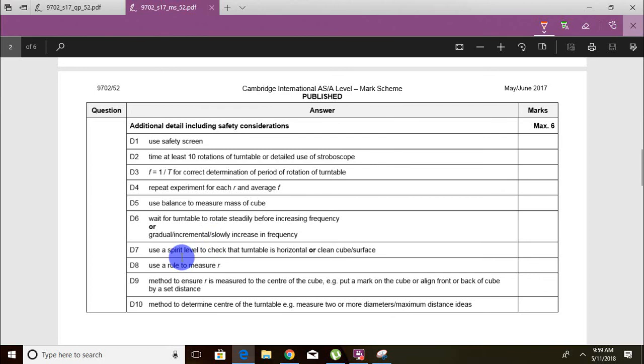Use a spirit level to check that the turntable is horizontal, or clean the cube and the surface. 14. Use a rule to measure. Or 15. These are full marks.